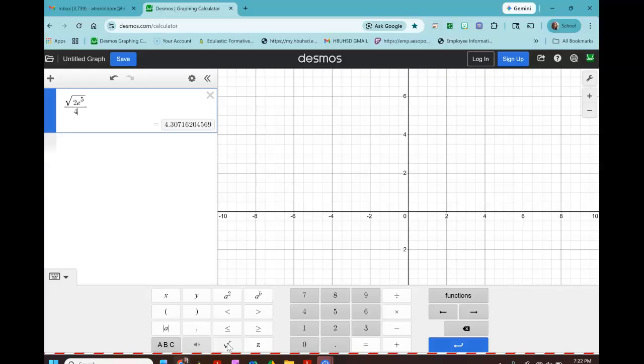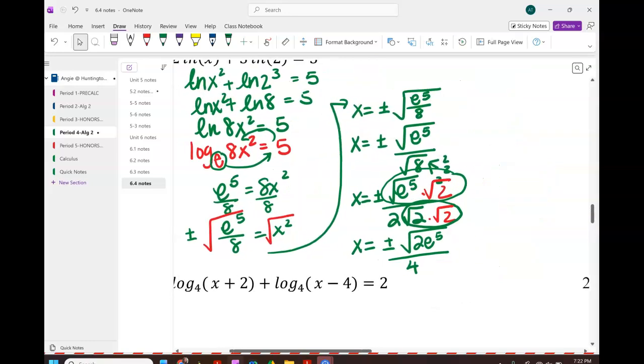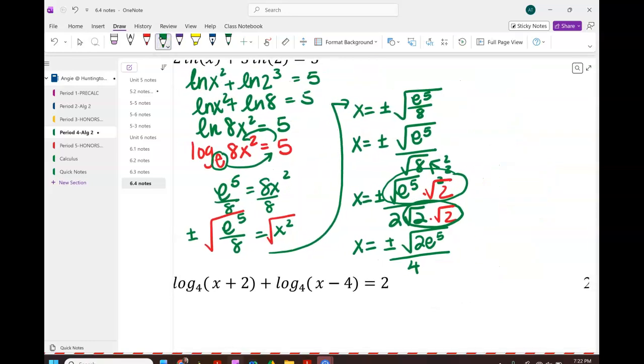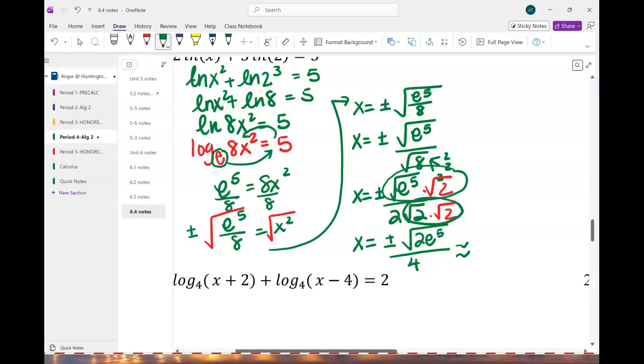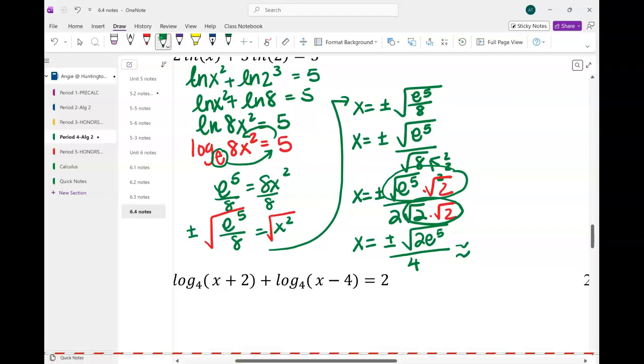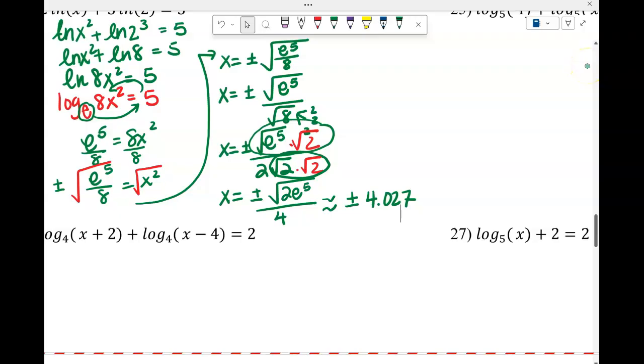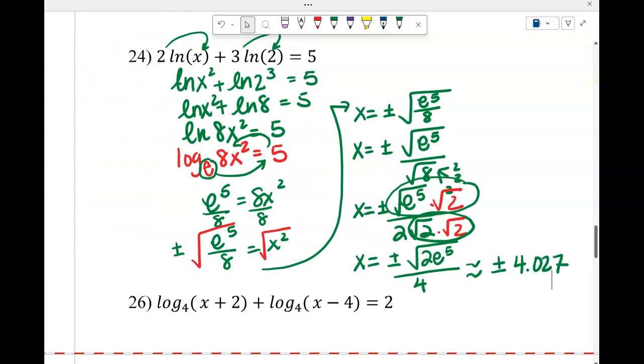So now we're going to go back to our screen. Remember, there's a plus or minus. So this is going to be about positive and negative 4.027. But remember we talked about we have to double check to make sure your log is never negative. So if we use the negative answer, students, immediately this log is negative. So we can't really have that. So even though we came up with two values here, the positive and a negative, we can only keep the positive.